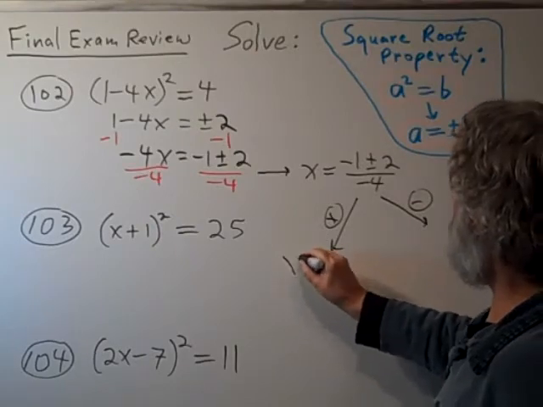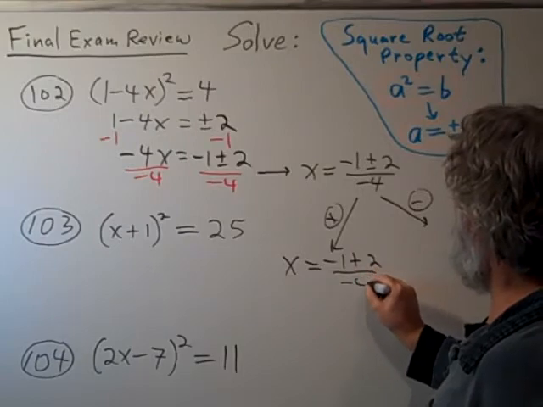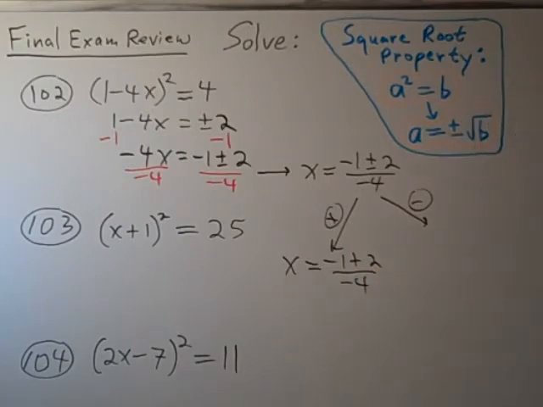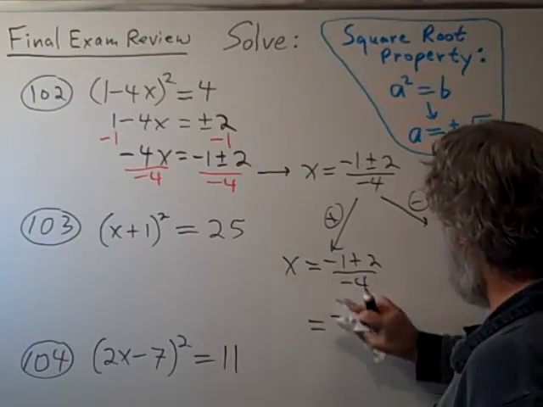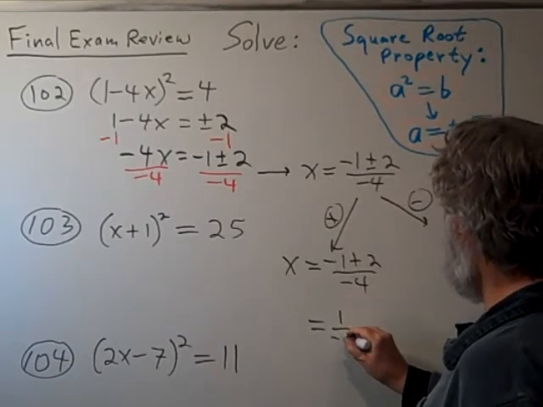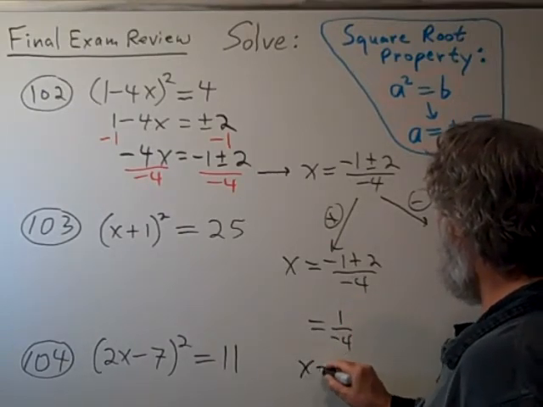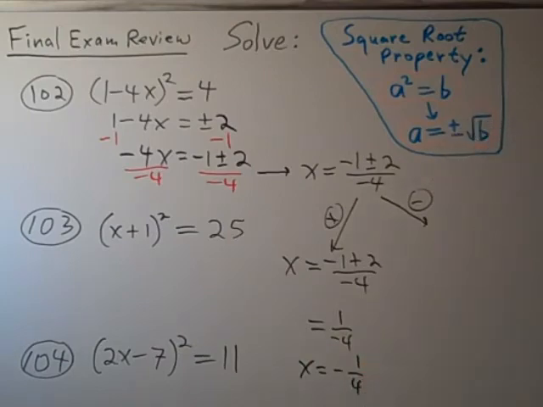So if we pick the plus, we get x equals negative 1 plus 2 divided by negative 4. This means that negative 1 plus 2 is equal to positive 1, and 1 divided by negative 4, so x equals negative 1/4.